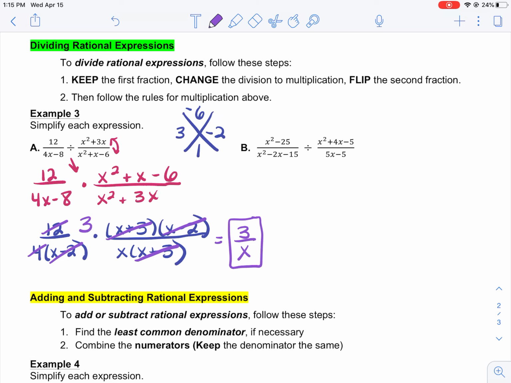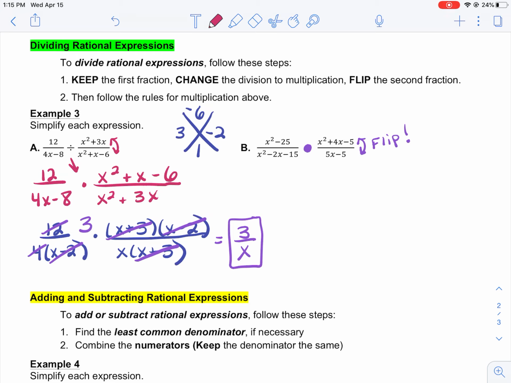Okay, so again, the first step. In the next one, I'm actually going to factor while I keep, change, flip. So remember to keep the first one the same. We're going to change this division to multiplication, and then I'm going to write myself a note to remember to flip the second one. Okay, but to save a couple steps, instead of rewriting the whole problem, we'll just kind of factor as we go.